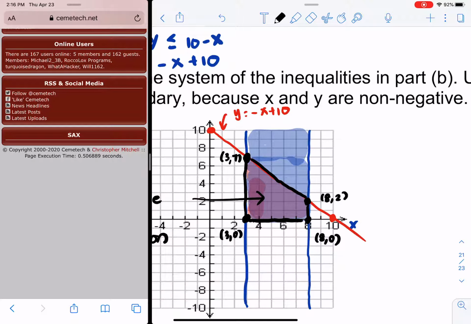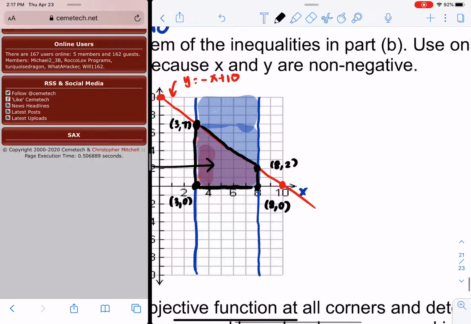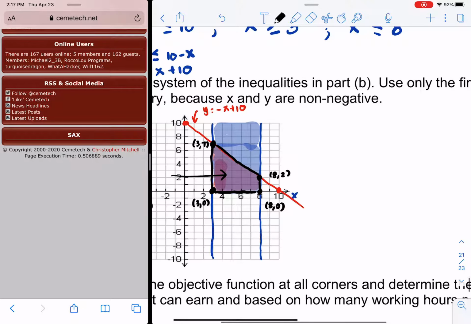Again, if you're not able to graphically see the corner points, you could always plug in x equals 3 in the equation for the red line, negative x plus 10. You would see that the vertical line x equals 3 intersects with the red line, y equals negative x plus 10, at 3, 7, and the same thing happens on the other side. At x equals 8, the vertical line x equals 8 intersects with the red line, negative x plus 10, at 8, 2. So the corner points are 3, 0, 3, 7, 8, 0, 8, 2.